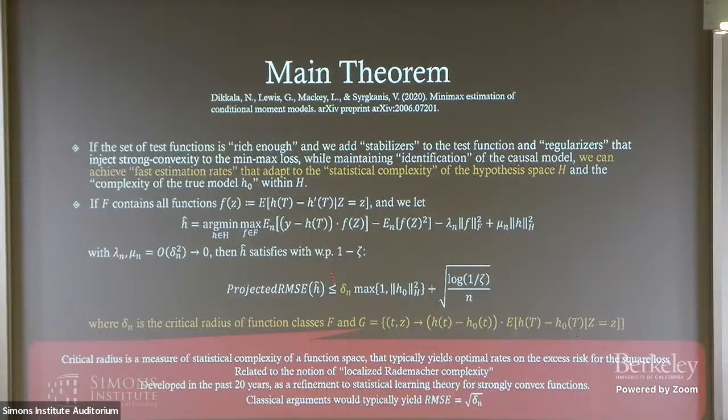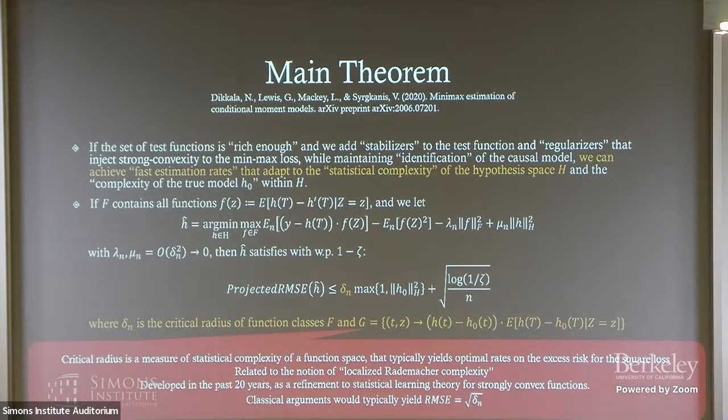And the critical radius is really what I mean by fast rates. The critical radius is a notion of statistical complexity that's been introduced in the last 10, 20 years in statistical learning theory to be able to argue tight fast rates in regression problems, in non-parametric regression problems. And here we are able to extend that technology to minimax problems. So not just square loss problems, for instance, which is the classical case where the critical radius has been used.